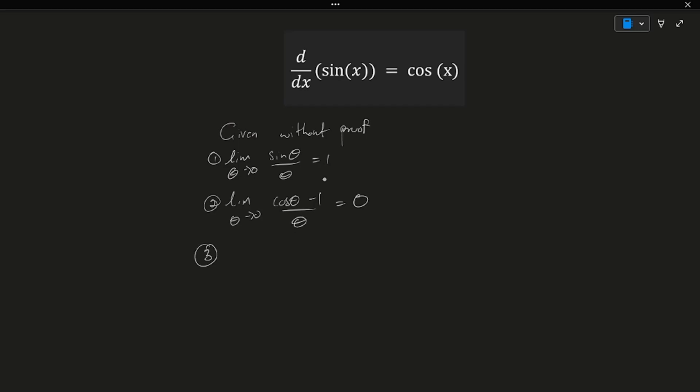And lastly, we need that if f of x is equal to sine x, that is given in the statement, then it implies that f of x plus h will be equal to sine of x plus h. So these givens should help us to prove what we are supposed to prove, which is the derivative of sine x being equal to cos x.